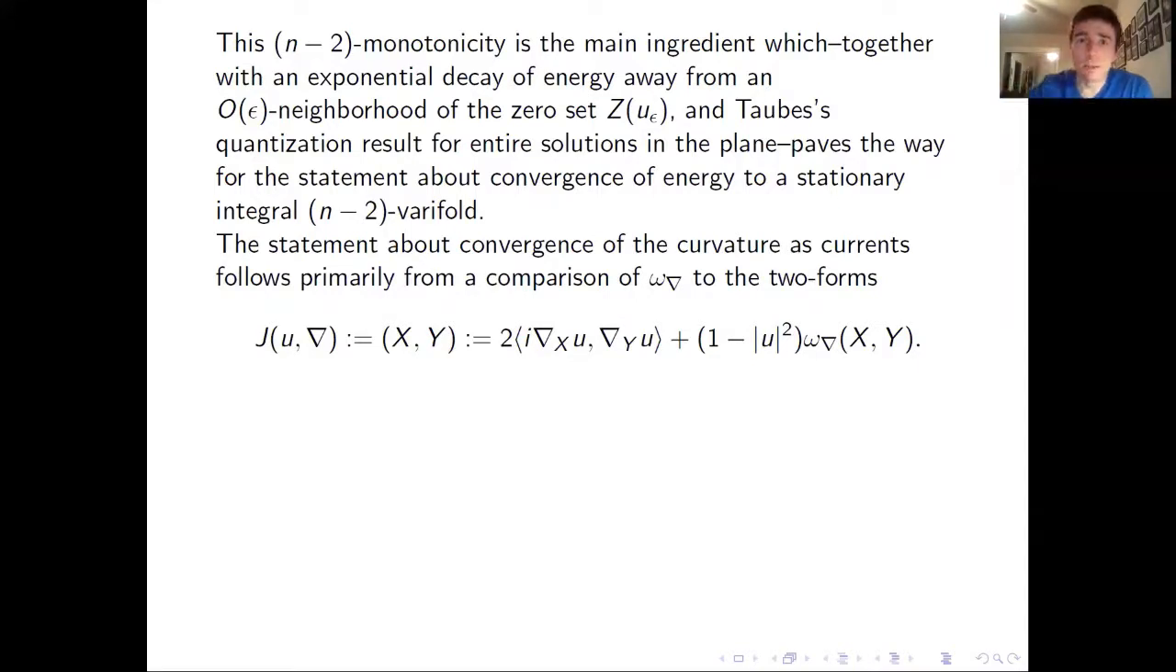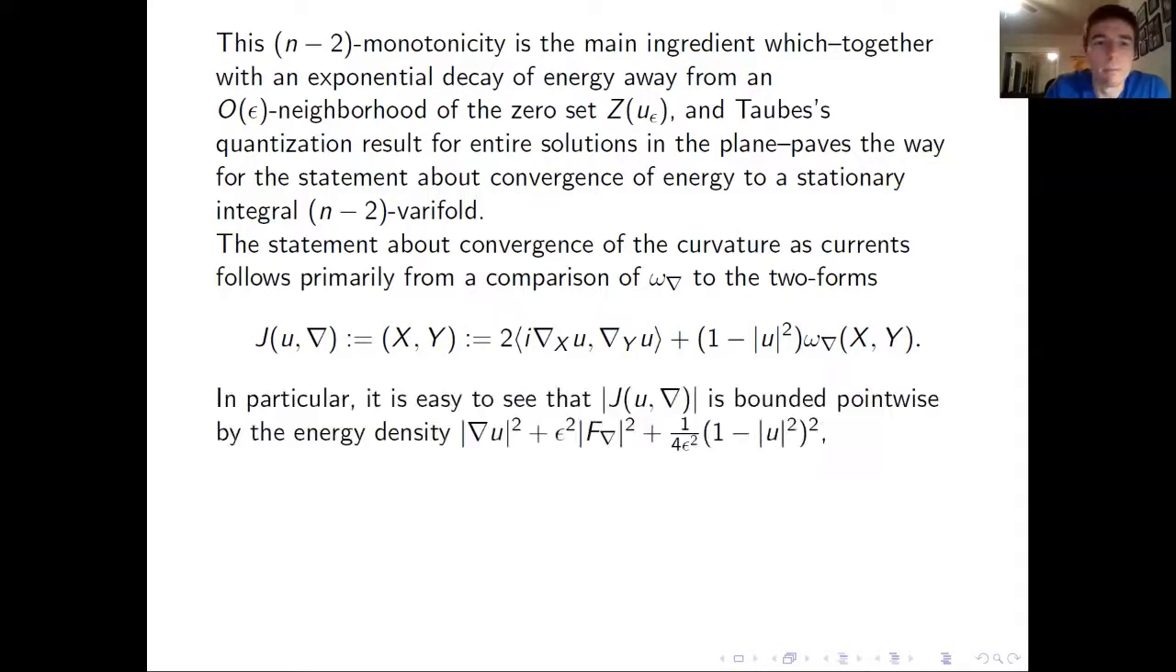So the statement about convergence of the curvature as currents follows from a comparison of the curvature form omega_nabla to these two forms, where J(u, nabla)(x, y) is given by this gauge invariant Jacobian plus some 1 minus norm u squared times omega_nabla acting on (x, y). Okay. And apologies, that should say J(u, nabla)(x, y), not J(u, nabla) defined to be (x, y). Okay, little typo there.